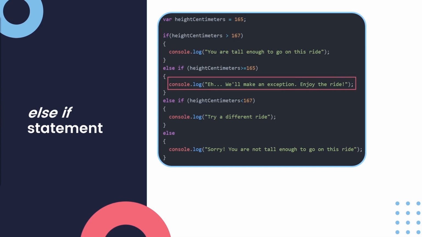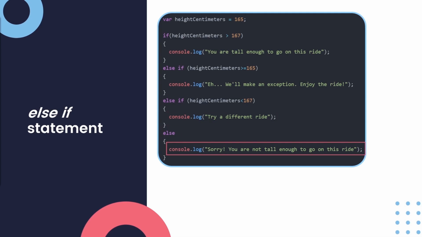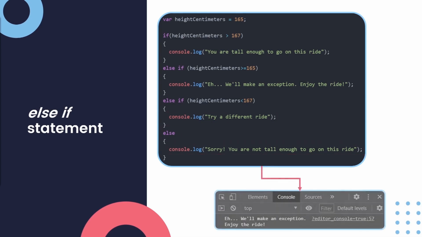Awesome. Now we also have another else if condition here, which is else if my height in centimeters is less than 167, which is the case, then we should be getting this code. Try a different ride. If all conditions fail, then sorry, you are not tall enough to go on this ride. And this is the output that we actually get. Now let's just have a look here and unpack this to see what's going on.